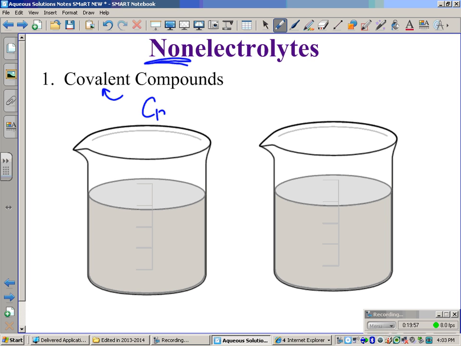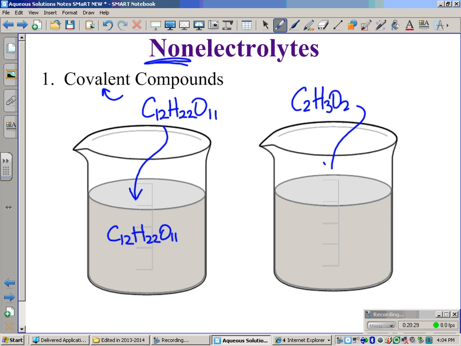Let's just use as an example C12H22O11. If I put sugar in water, it dissolves. We all agree. But it does not dissociate. So if I was to represent what that molecule looks like once it's in the water, it will look exactly the same. It's just broken up into enough small molecules that I can't see it anymore. But the molecule does not change. So you see no change here. Another one I could use, C2H3O2. Put that in water. It will still be C2H3O2. No different at all.